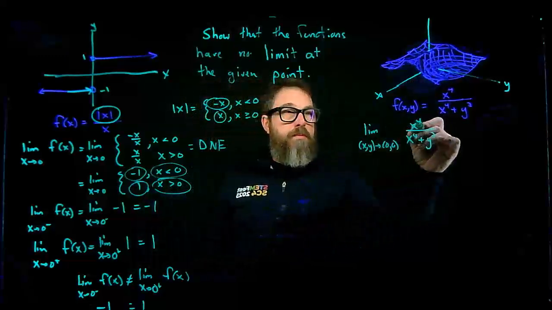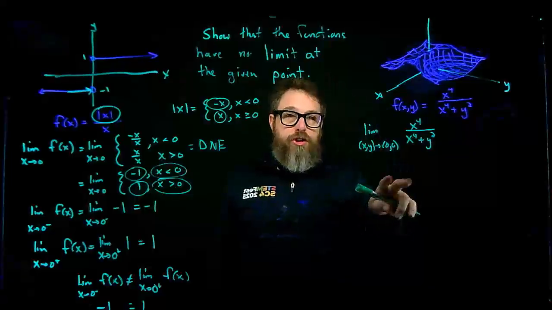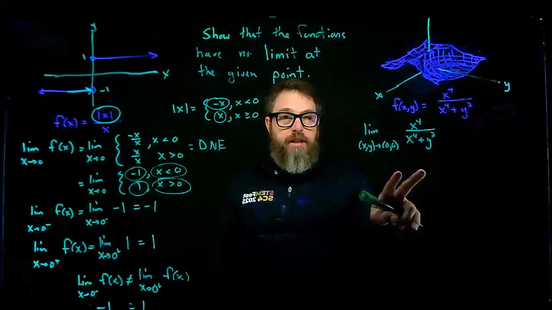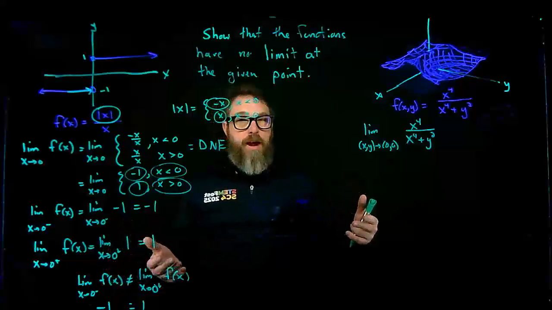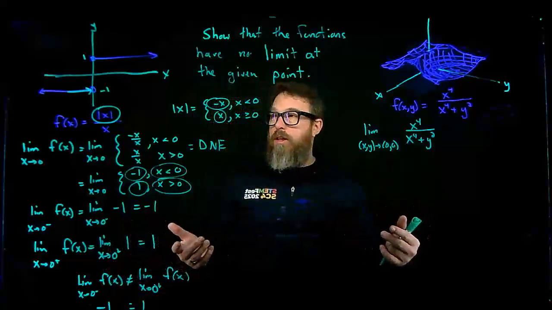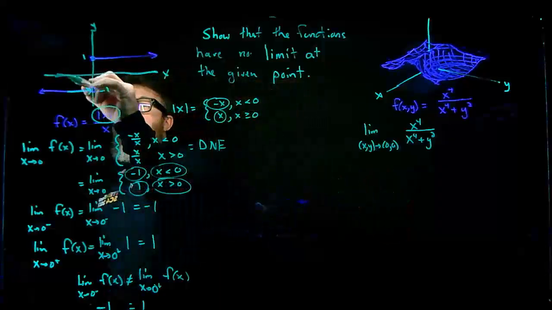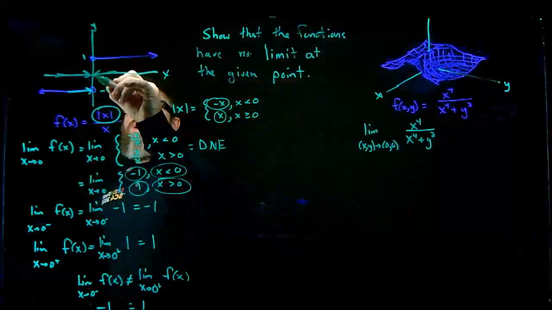Now, in order to show that the limit doesn't exist, I really just need to show that it doesn't equal the same value if I go from two different directions. Now again, for directionality in Calc 1, all you have is from the left, and then you also have from the right.